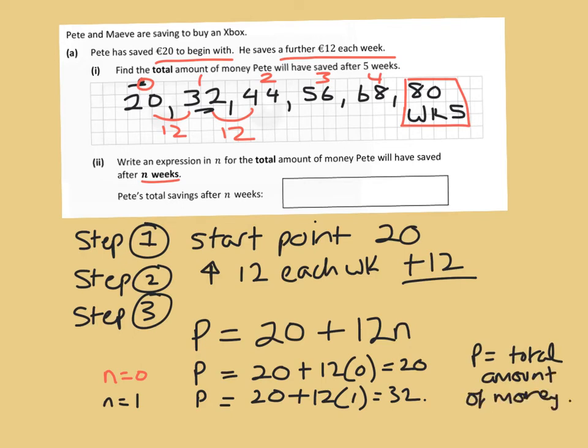Now, they have that already there, so what I can really just put in to my box up here is 20 plus 12N. So again, just to reiterate that the 20 in this is going to be your start point. Okay, and then you have a change per week of €12.